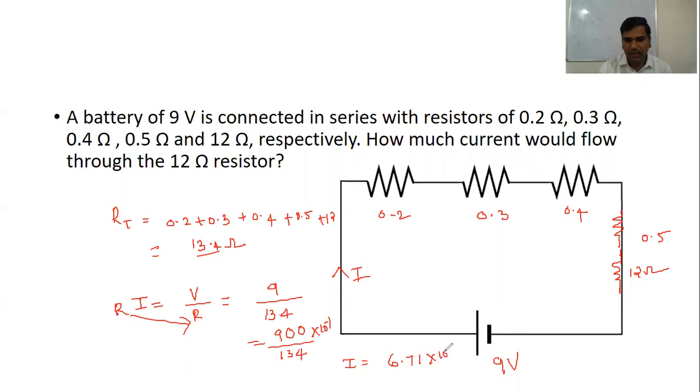...into 10 power minus 1, or 0.6 ampere. The same amount of current will flow through all the resistors, even through the 12 ohm. So what we can write is, the current flowing through the 12 ohm will be 0.6 ampere. Okay.